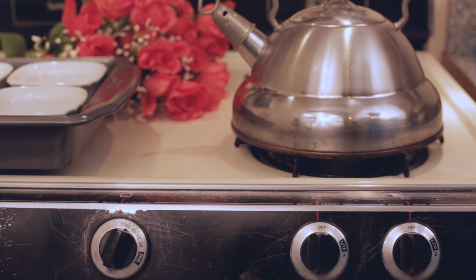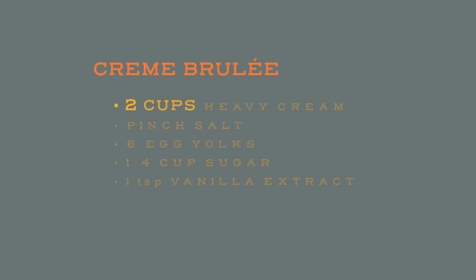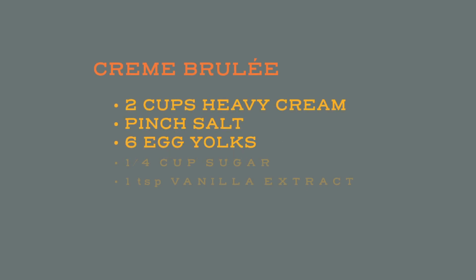You need a pan large enough to hold 8 4-ounce or 6 6-ounce custard cups or ramekins. Place a filled tea kettle on the stove and bring to a simmer. While the tea kettle heats, measure out custard ingredients: 2 cups heavy cream, pinch salt, 6 egg yolks or 3 whole eggs, 1/4 cup sugar, 1 teaspoon vanilla extract.